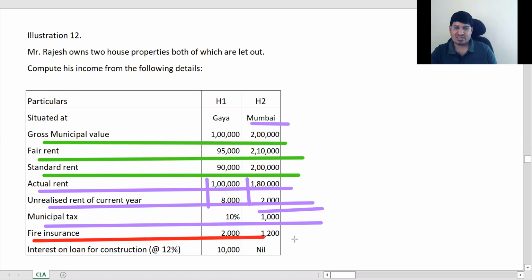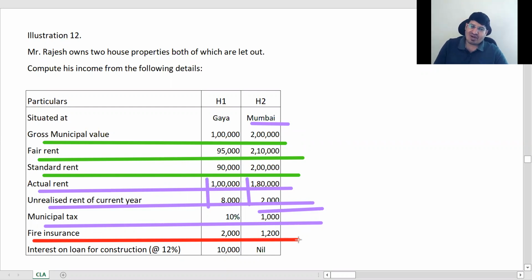Then next thing is fire insurance. In house property, in your format, do you have anything about fire insurance? GMV less municipal taxes equals GAV, GAV less municipal taxes equals NAV. NAV less standard deduction less interest on loan gives you income from house property. There is no talk about fire insurance. Just leave it out completely. Whatever is there in your format, only that we will accommodate.